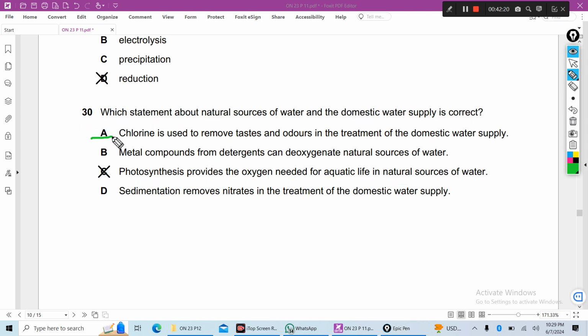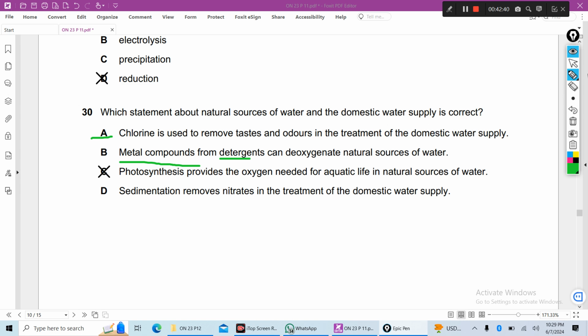And A is wrong. Why? Chlorine is used to remove taste. No, chlorine is used to remove bacteria. Metal compounds from detergents can deoxygenate natural sources of water. This is wrong. So C is the right answer.